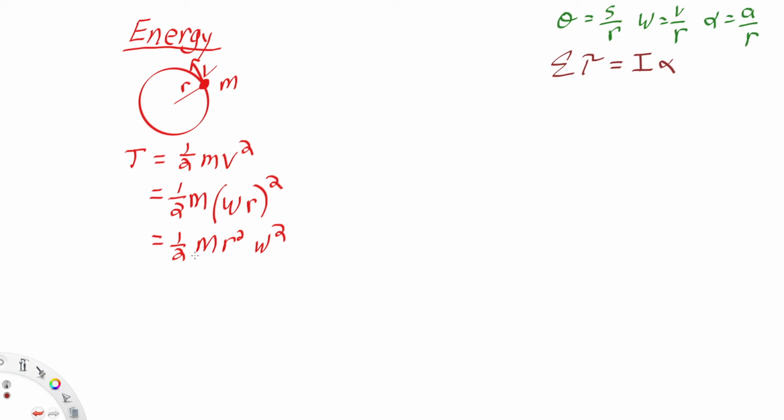And then you may notice that this bit here, this mass times radius squared, that's exactly what we called the moment of inertia. In fact, we're going to be more specific. The moment of inertia for a point mass is just mr squared, where r is the distance from the center of rotation. So the kinetic energy that is associated with a rotating object is just 1/2 I omega squared.